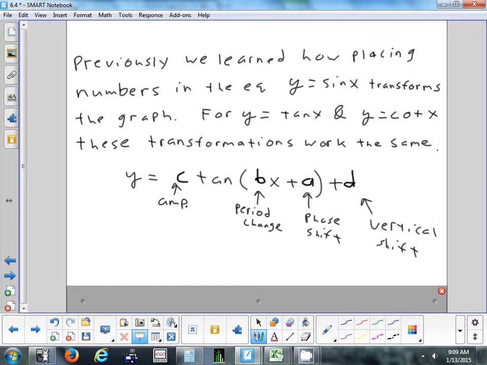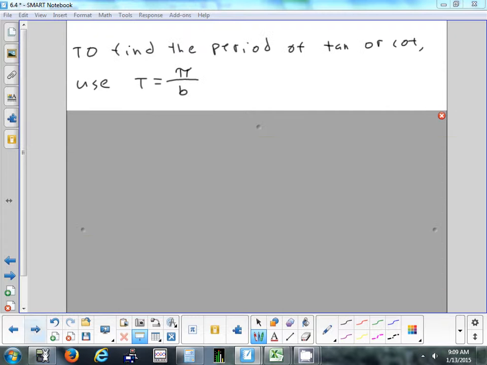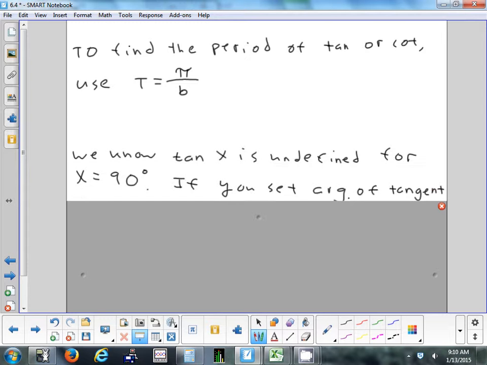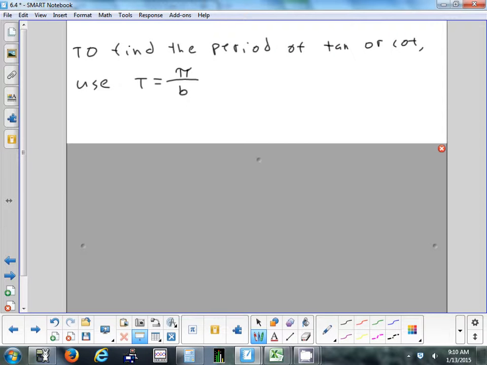Right. So again, if you basically just take the equation you had before, change sine to tangent, it's the same formula you had for that. All right. Since the period is different, our formula to find the period is different. With sine and cosine, we used 2 pi divided by b. Well, now we're using pi divided by b, where b is the number that's in front of x.